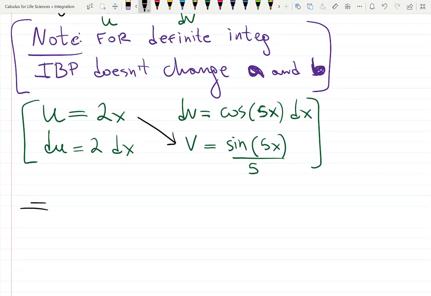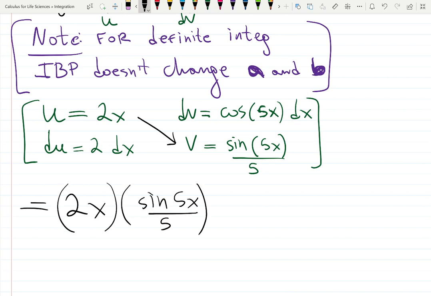Cross product: 2x sine 5x over 5, minus the bottom product, but instead of the integral, sine 5x over 5. This thing happens twice, so you can just copy it one more time, times du, which is 2dx.